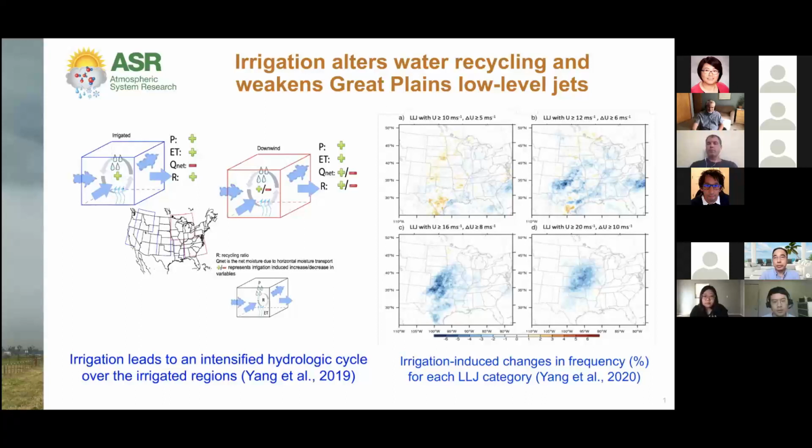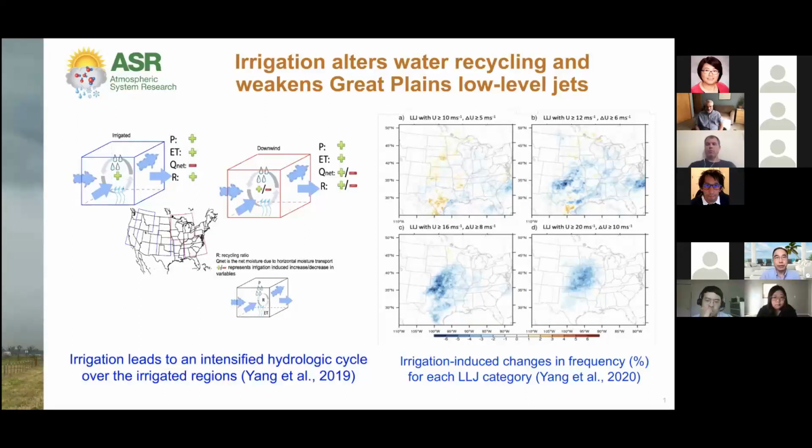So irrigation induced precipitation increase not only over irrigated area, but also the downwind area. From the left side figure, we can see both precipitation and ET increase over irrigation area and the downwind area. And the QNet and the runoff may be positive and negative. So in summary, the irrigation increased the P and ET and recycling ratio, which suggests enhanced land atmosphere interaction and hydrological cycling.